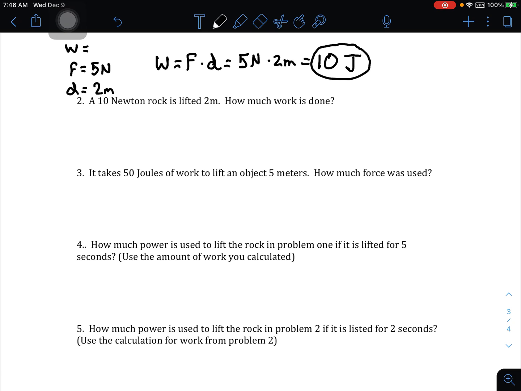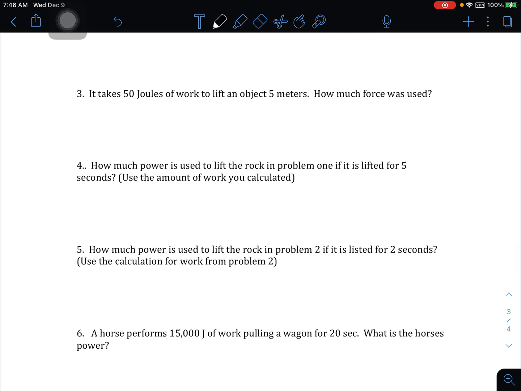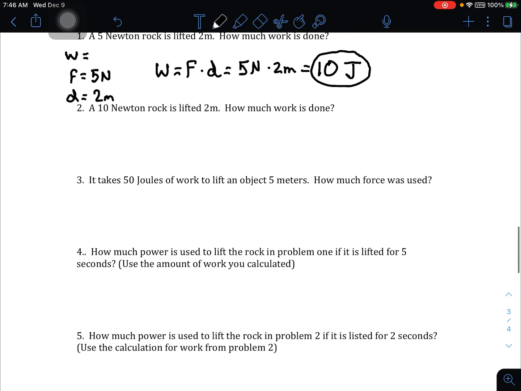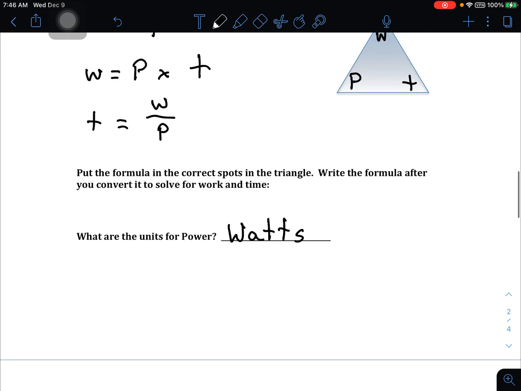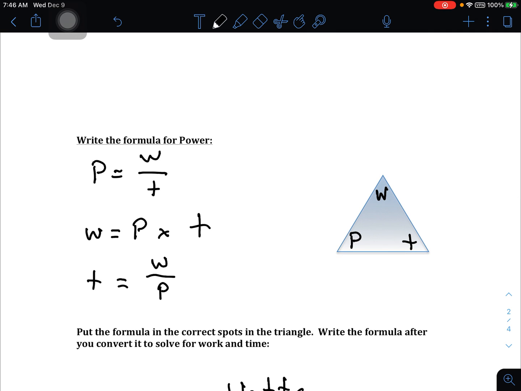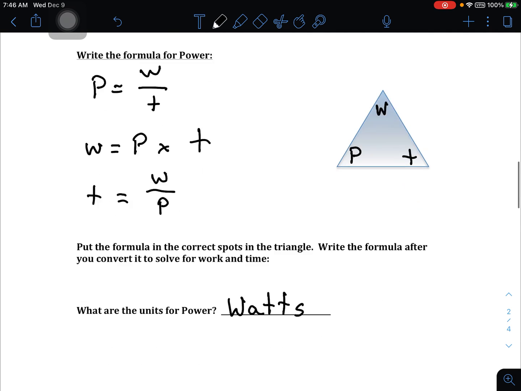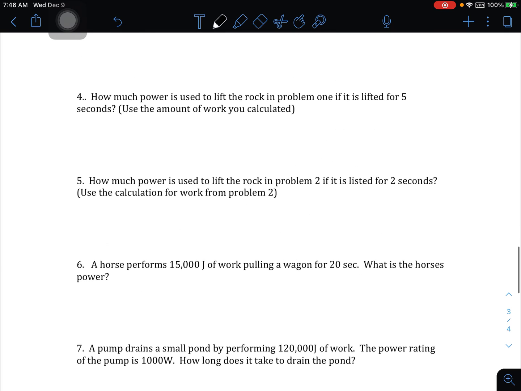If you go down to number 4, how much power is used to lift the rock in problem 1 if it is lifted for 5 seconds? And it says use the amount of work you calculated. So you're going to have to pull that 10 joules back off of here in order to plug it down in. But again, this problem now is a power problem, right? How much power is used? Okay, it's giving you work, it's giving you time. So you're going to have to use this formula, the power formula, in order to solve that problem.